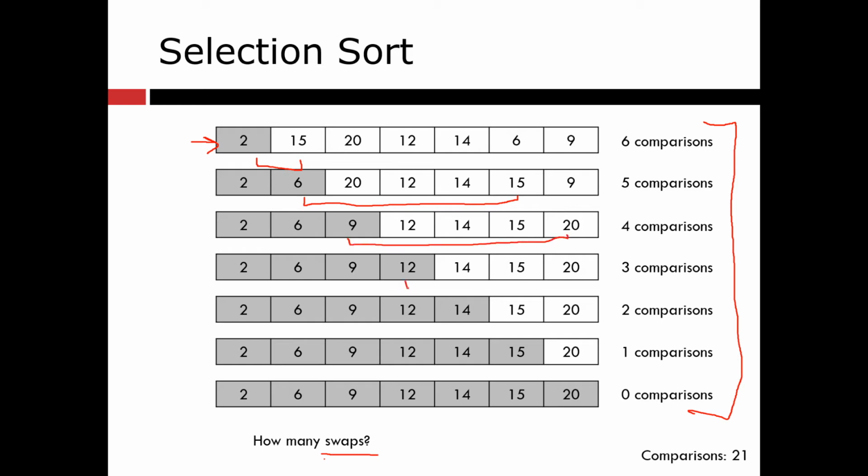Then the 12 stayed in place. It actually didn't need to swap. The 14 didn't need to swap. 15 didn't need to swap, 20 didn't need to swap. But in theory, it did. In terms of our algorithm, it's going to swap. We just don't know that yet. So what we're going to say is that this is going to take 1 swap per iteration. So essentially n times. So we're going to have 6 swaps.